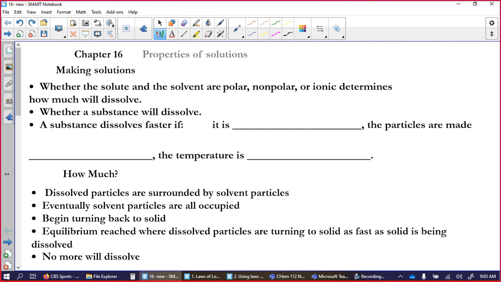So we talked about solute being what is being dissolved. Solvent is the thing that does dissolving. In science and in generally life, we're concerned about how much of something is there.